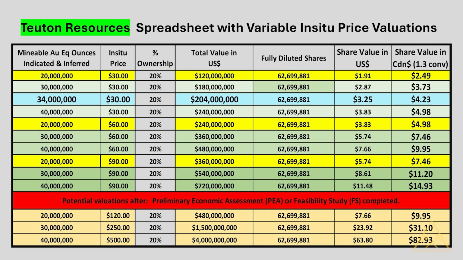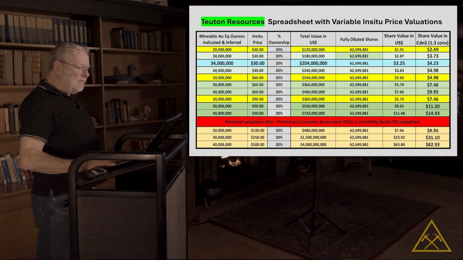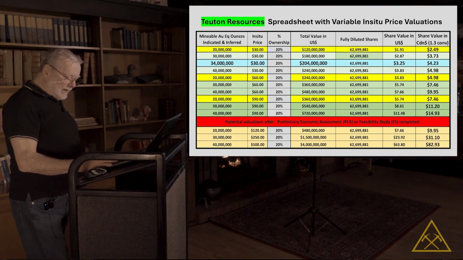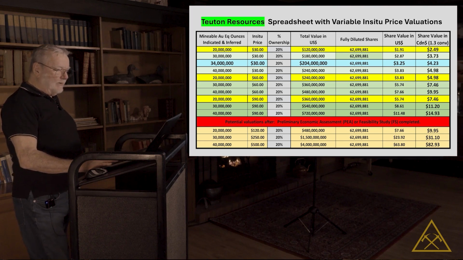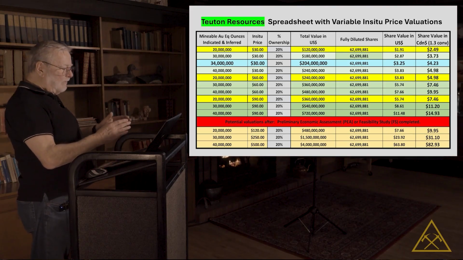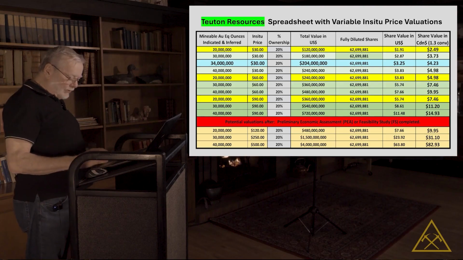Teuton has 62,700,000 shares approximately, and if you go back and look at Tudor, they had 379 million shares roughly. So that affects the ratio that ends up being your final share price. So there's no correlation in price, but there is a correlation in the ounces in the ground, the in-situ price you apply, and the percentage owned.